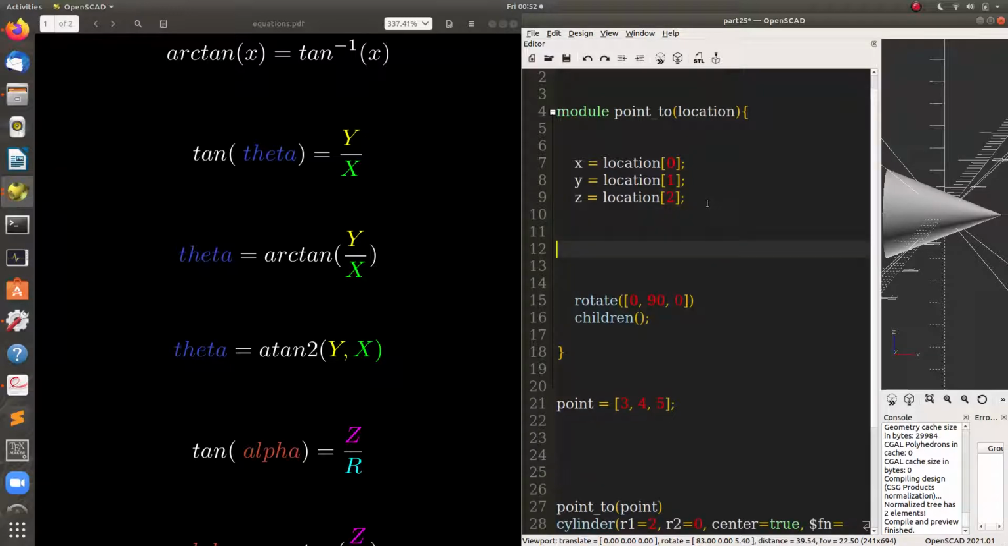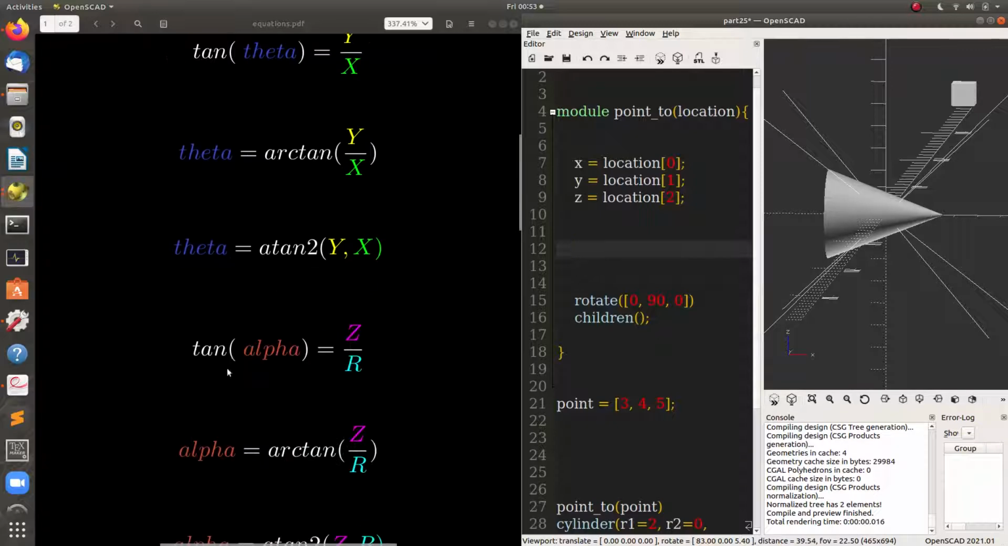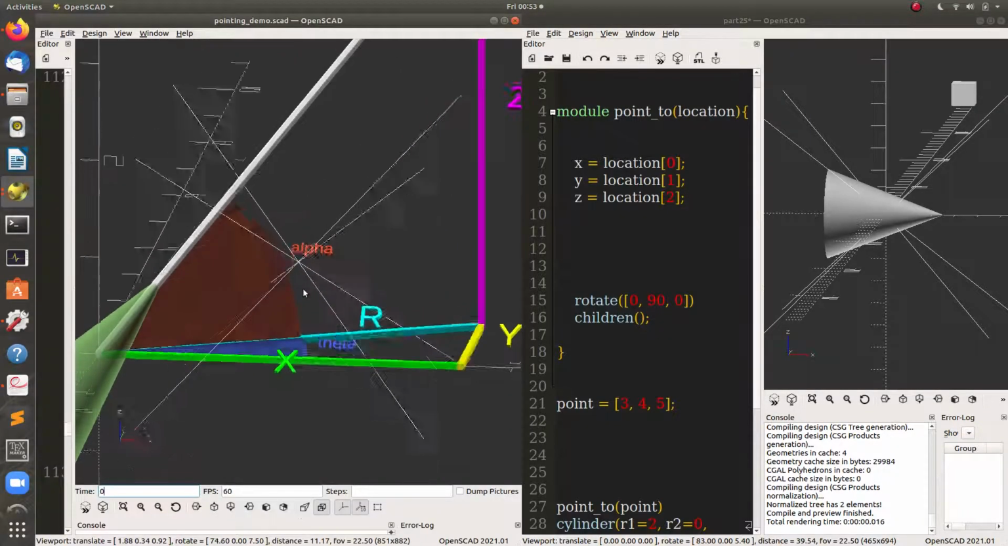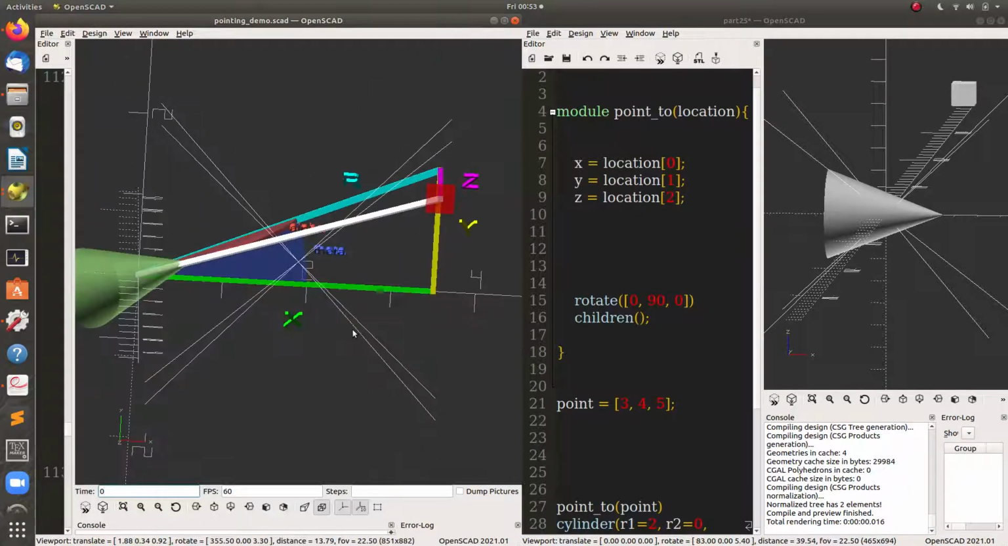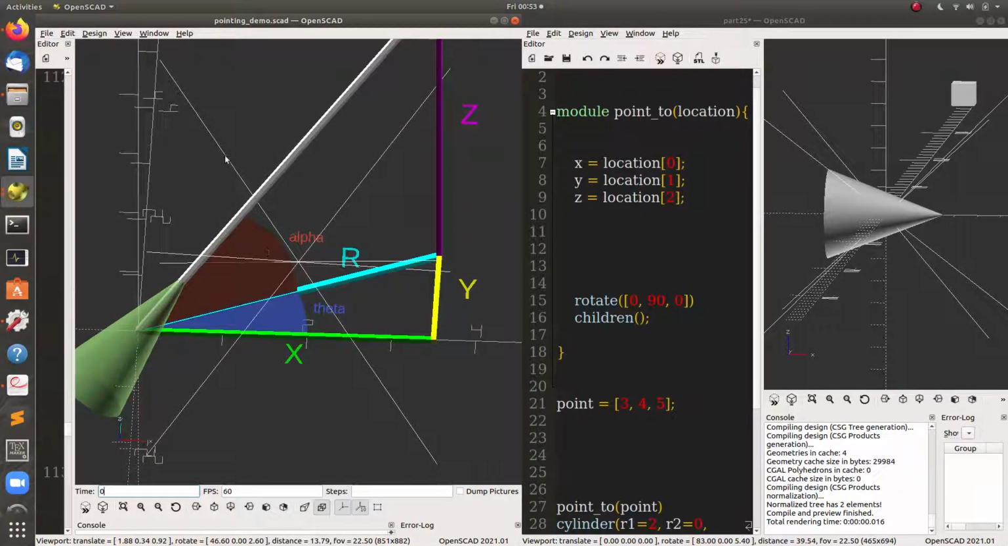Now, an important thing to note is the alpha rotation is applied first. So we rotate by alpha and then by theta. It's not theta first and then alpha, because it wouldn't work exactly right. So we rotate by alpha first and then theta.